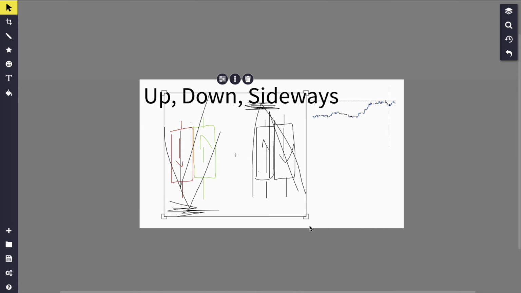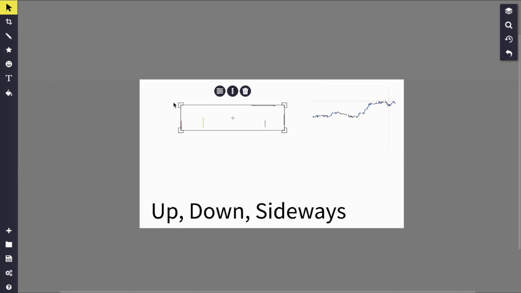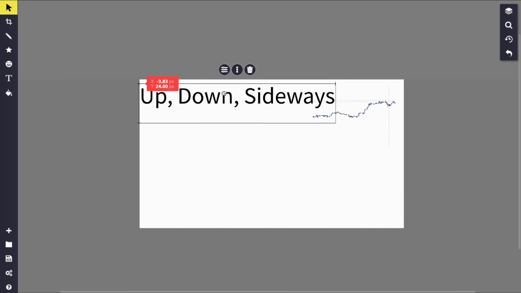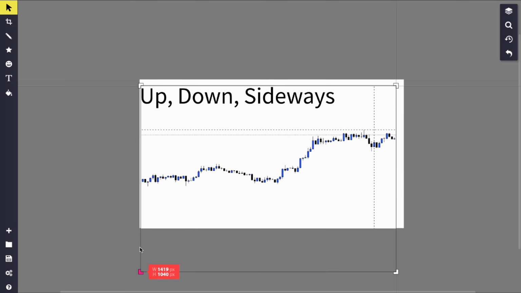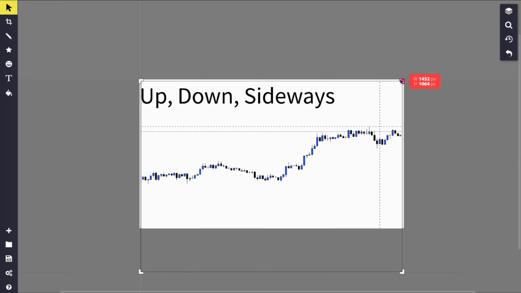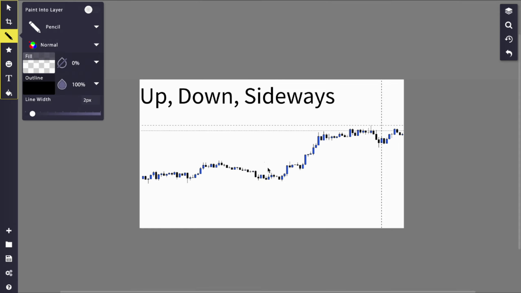I just don't want to delete this graph here, eh? Honestly, I'm just going to do that. Up, down, sideways. So now we're going to get into the juicy stuff here. Look at that, fits perfectly as well. Anyway, we'll start here. Oh, what have I just done, eh?